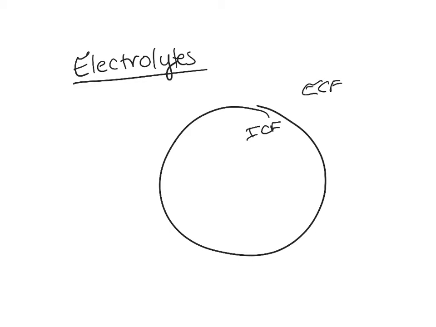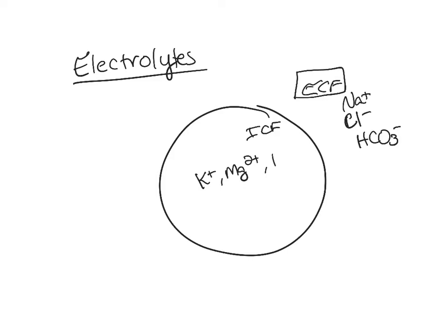Then we look at the extracellular fluid first, and sodium and chloride and bicarbonate are in higher concentrations in the extracellular fluid. And then in the intracellular fluid, potassium, magnesium, and hydrogen phosphate are higher inside the cell. So what makes these electrolytes is that they all come with a charge, either a positive charge or a negative charge. The positively charged ones are called cations, and then the negatively charged ones are called anions.